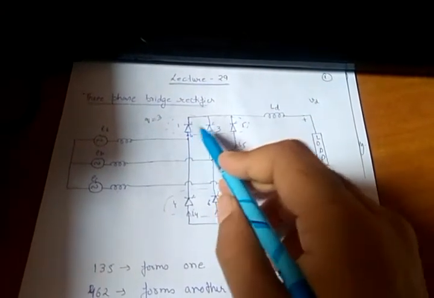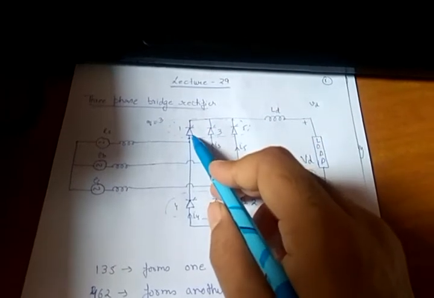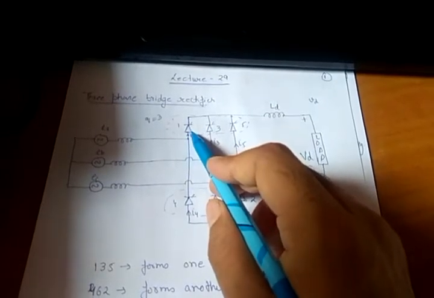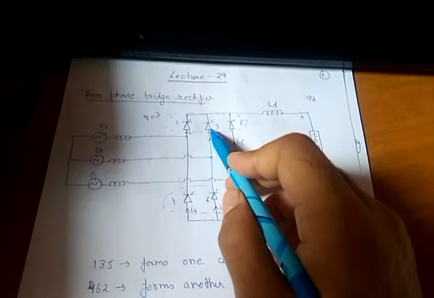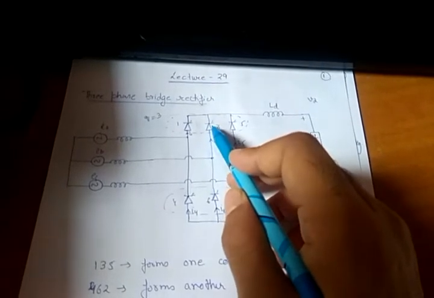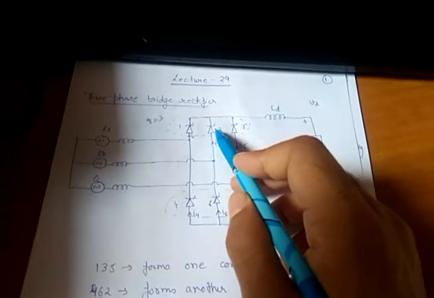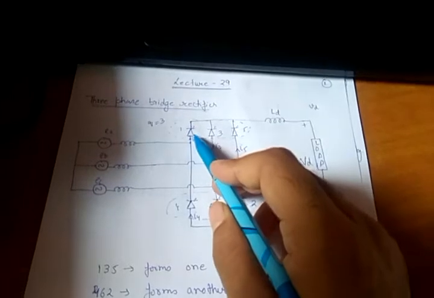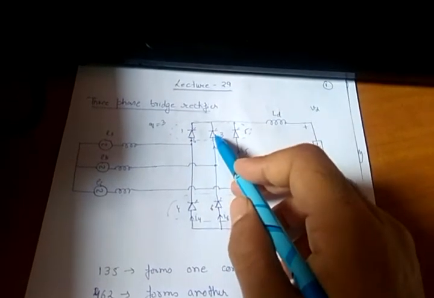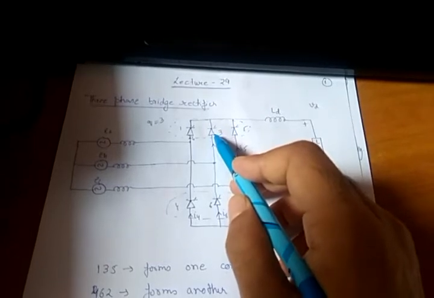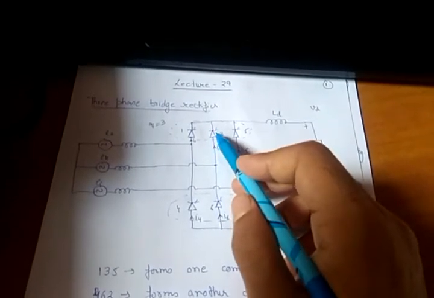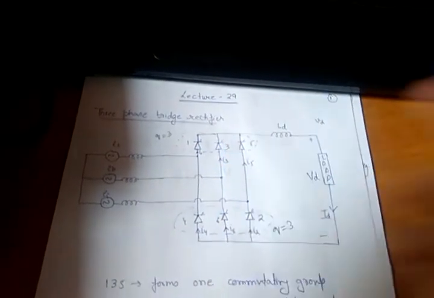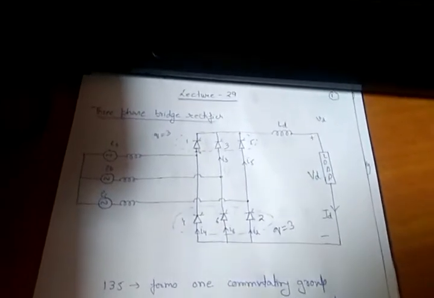Maybe after 60 degrees this should turn off and this should turn on, but it will start turning off at 60 degrees and turn off completely at, say, 64 degrees. And the other will start conducting at 60 degrees, but it will conduct the total current only after 64 degrees. So this is a 4 degree overlap between valve 1 and valve 3. This overlap is called commutation overlap.